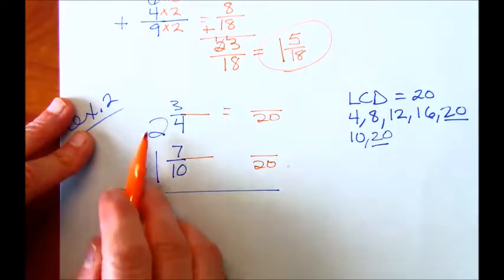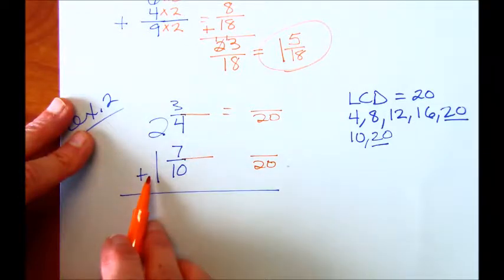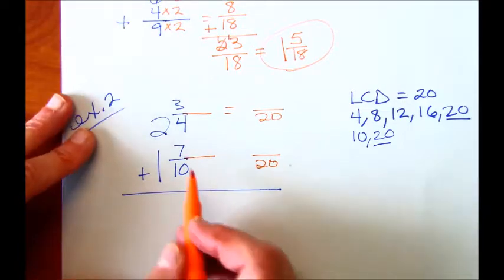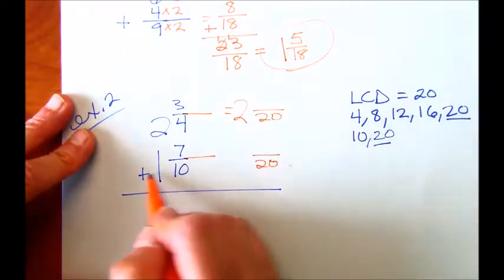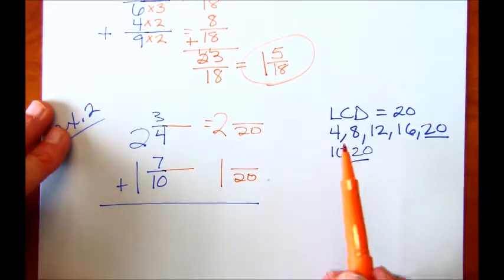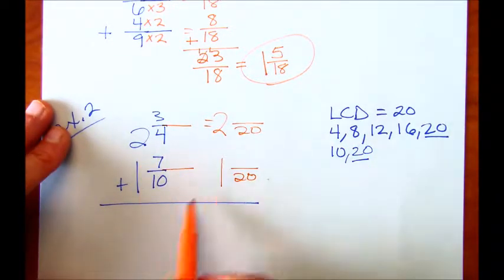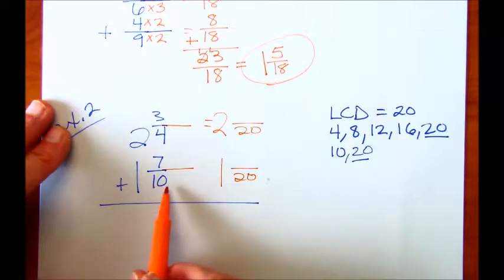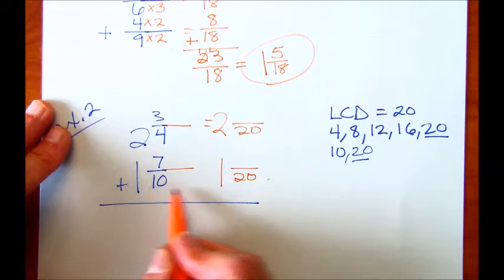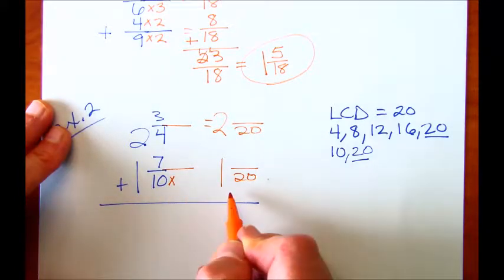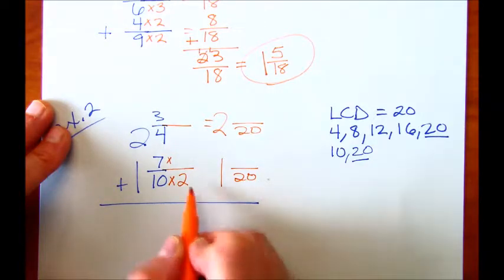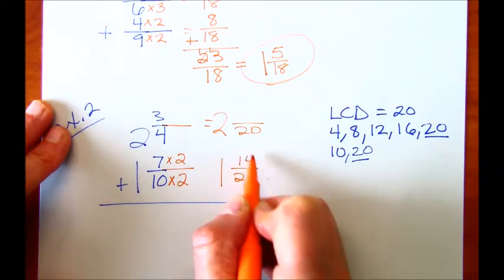And for now, I'm going to just ignore those whole numbers. Or if you'd like, you can just go ahead and bring them over here. We're not converting to improper fractions when we're adding and subtracting. Right now, we're just going to move them over and just focus on changing the denominators for these parts of these mixed numbers. So 10 times what will give you 20? Well, 10 times 2 will give you 20. Therefore, 7 times 2 will give you 14.